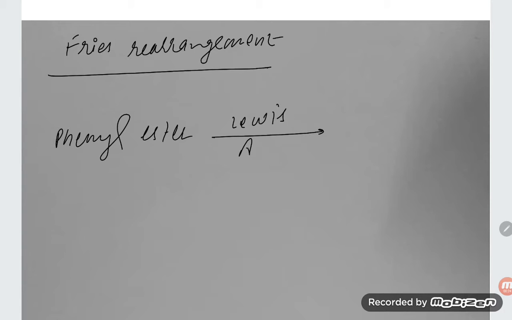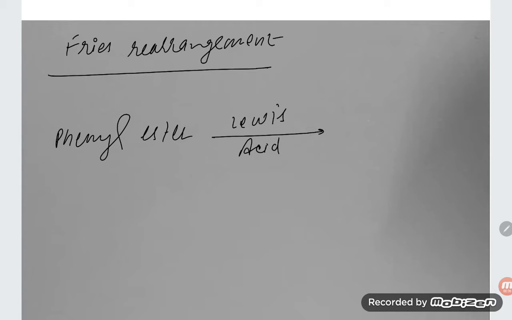Okay, we are going to understand Fries rearrangement, right, students? When you talk about the rearrangement, it's a rearrangement of what? Phenyl ester. This is the rearrangement of phenyl ester in the presence of Lewis acid. You have to take the Lewis acid.